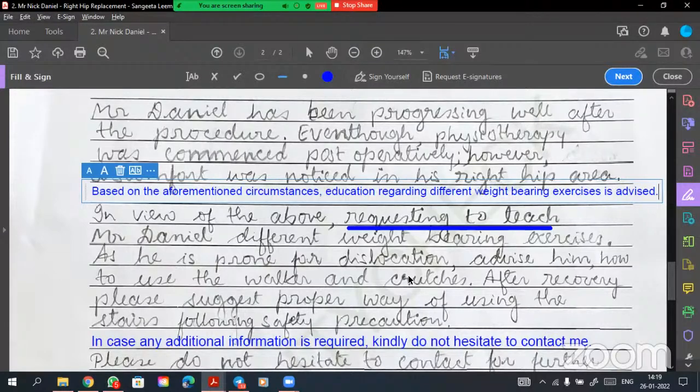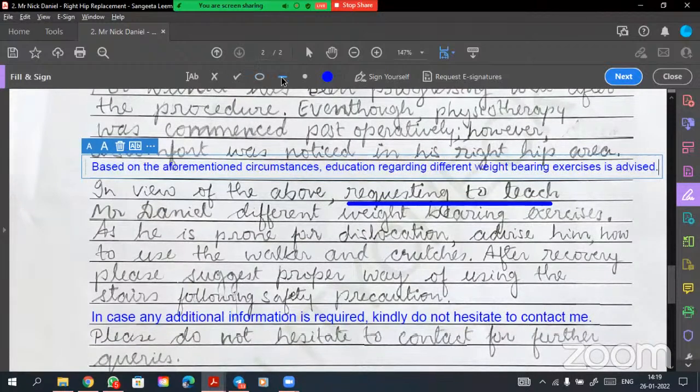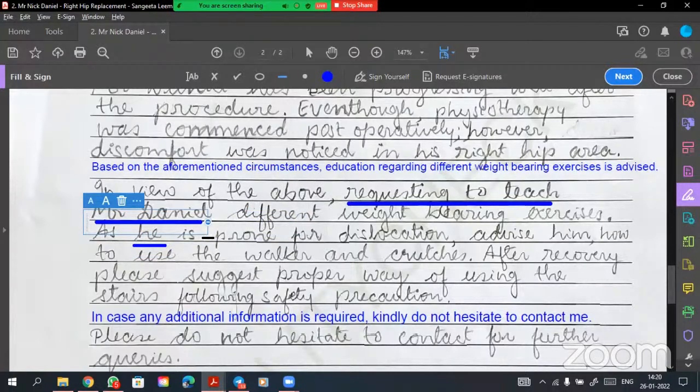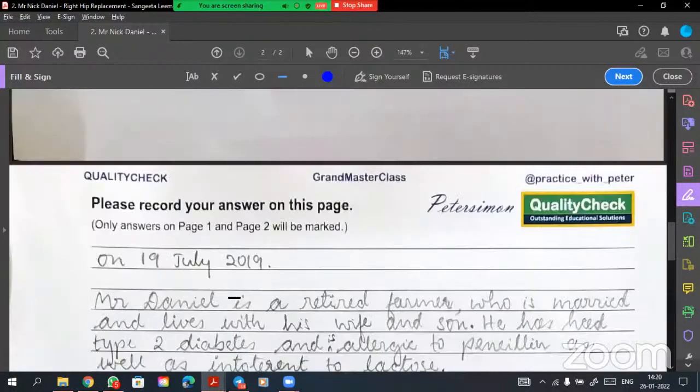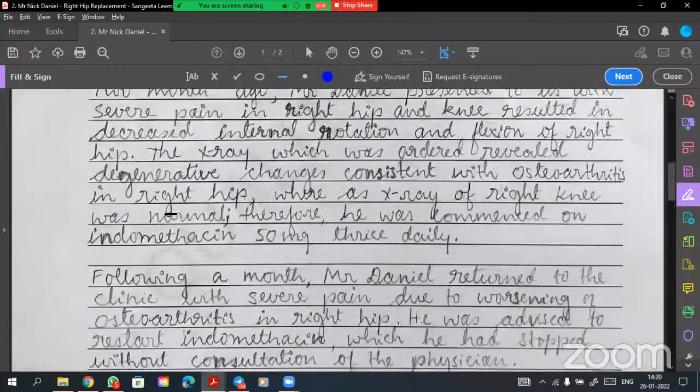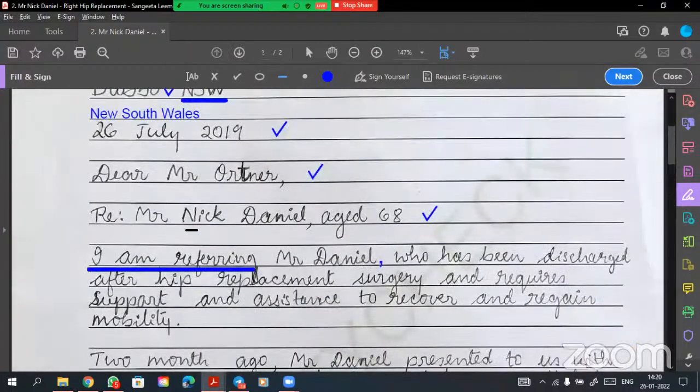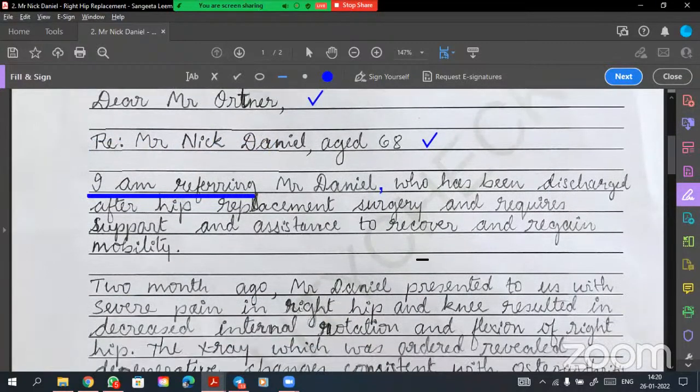As he is prone to dislocation, advise him how to use it. Avoid this he, Mr. Daniel, as far as possible because we know there is only one patient. Why do you always want to say he? He will not become she here. We only know Mr. Daniel, it will not become Mr. Abraham. Only one patient is there. We already told the subject is Mr. Daniel, so no need to say Mr. Daniel again and again.